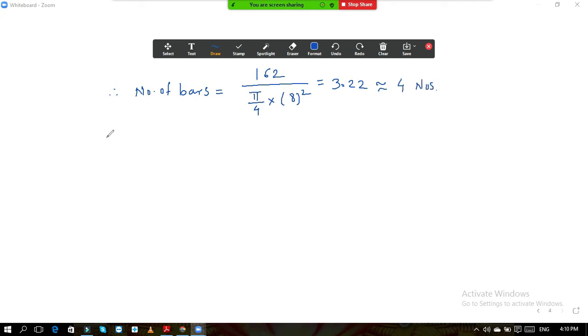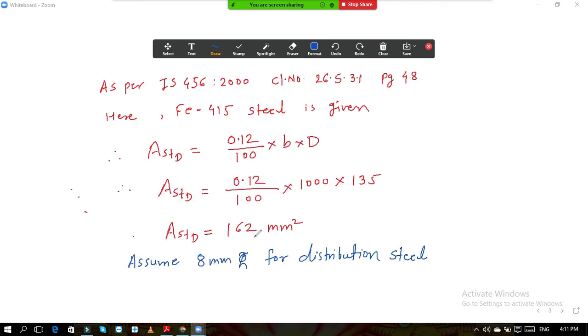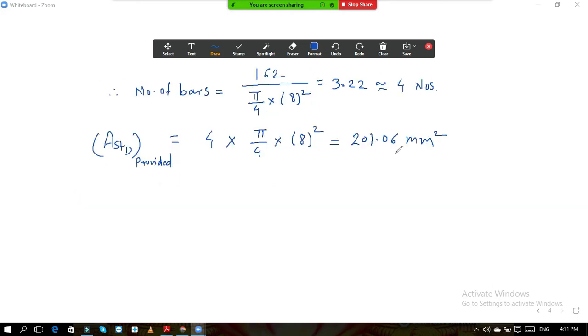Okay. Now calculate distribution steel provided. AstD provided. What we are going to provide? Required is 162, but we have provided 4 bars, each of diameter 8 mm. So pi by 4 into 8 square. So calculate the area, mm square. So now what is the required? AstD required is 162 mm square, and we have provided 201.06. Okay, so this is the distribution steel.